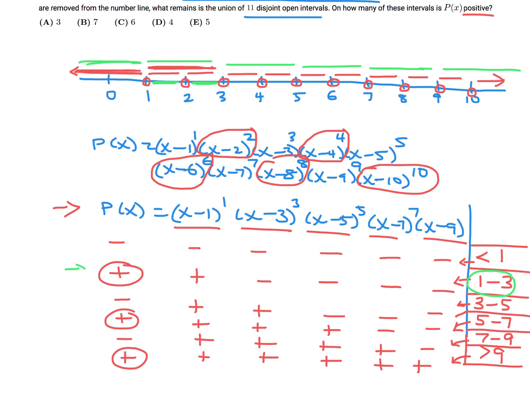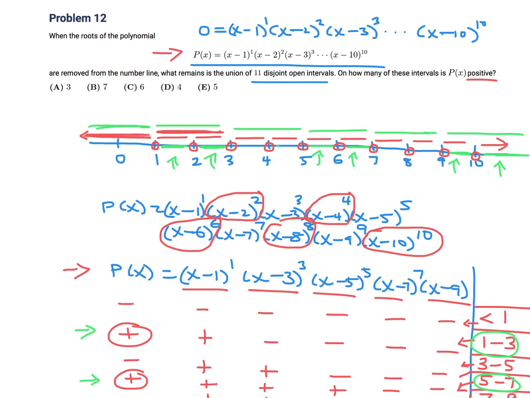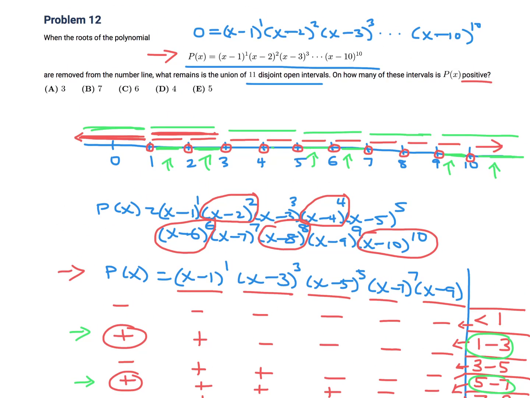And then we have this guy, which is between 5 and 7. So 5 and 7 is this guy and this guy. So another 2 intervals. And this one is, let's see here, greater than 9. So this interval, and then the infinite interval. So we have 1, 2, 3, 4, 5, and 6. 6 intervals for which p of x is positive, and therefore the answer would be C.